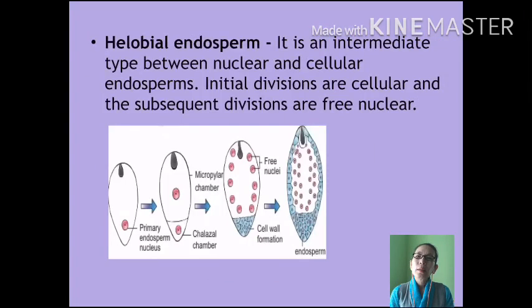Now, the third type of endosperm formation is the helobial endosperm. In this type of endosperm formation, the first or initial few divisions of the PEC are of the cellular type, but the subsequent divisions are all nuclear type, and hence it is considered to be an intermediate type between the cellular and the free nuclear type of endosperm.